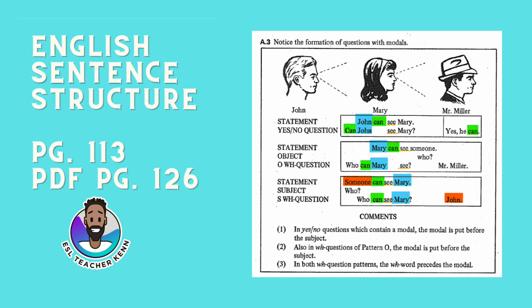For us to practice that, we're going to go to page 113 on our English sentence structure book. Remember, the book is available completely for free in all my social media, on the YouTube channel, and on the description of the podcast. We're going to page 113 of the book, which is 126 of the PDF that is readily available. Just go ahead and repeat after me.